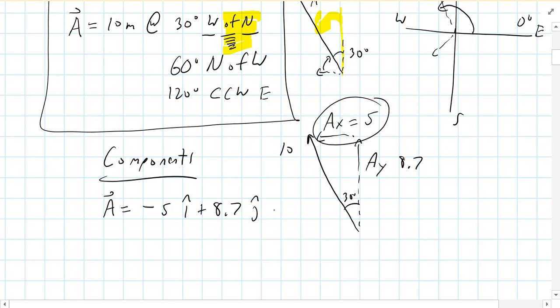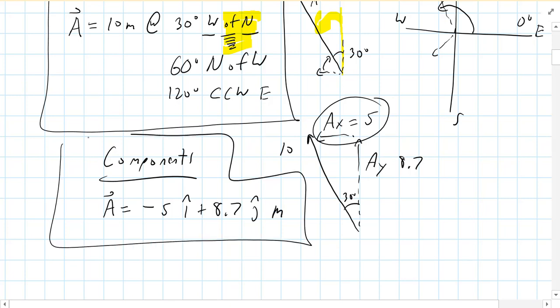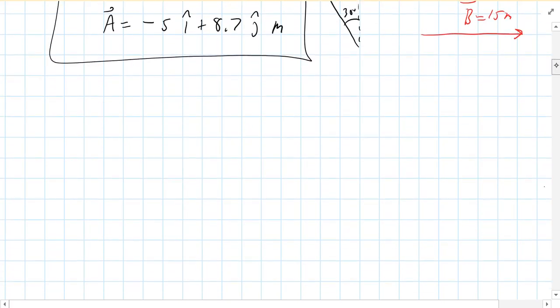And then you would have a unit on this, which would say meters. So that's how you write a vector in unit vector notation. It's just a very convenient, quick way to write vectors out. Now, let's say we had vector A there, and let's say we have a vector B. I'll just draw vector B over here on the right. Let's say B is 15 meters, and it's directly to the right. I might ask you to add A and B together.